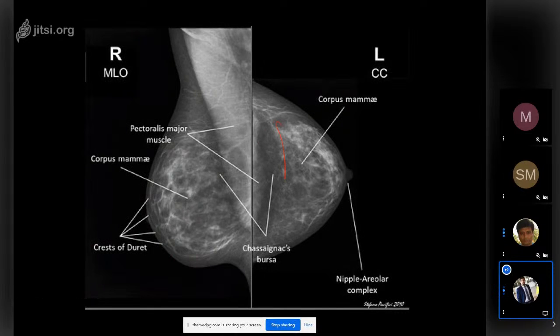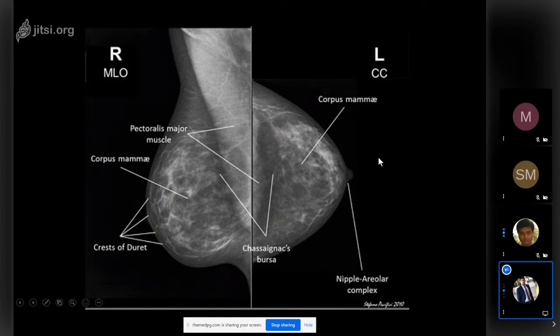And deeper to the corpus mammae, we can see the retromammary fat. This is called the Chassaignac bursa. This is what we see as the retromammary space.